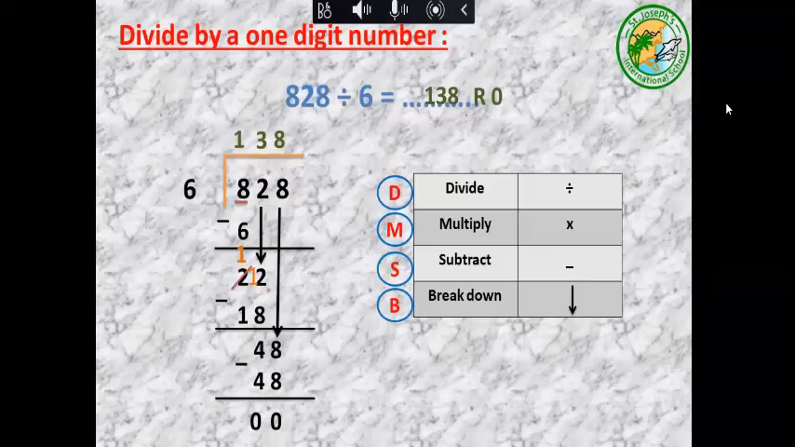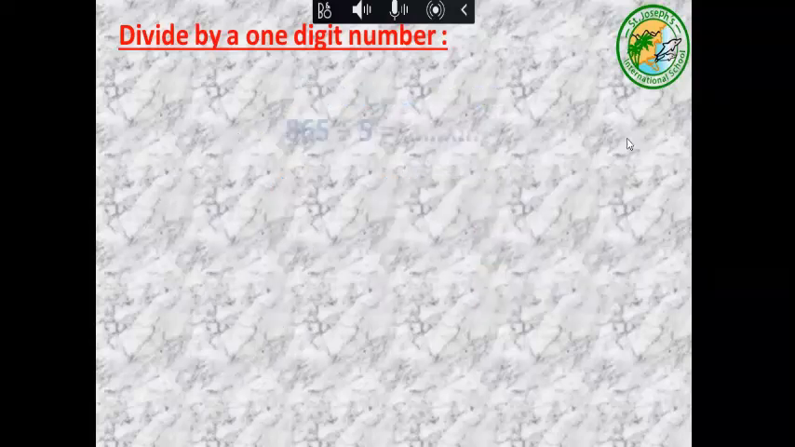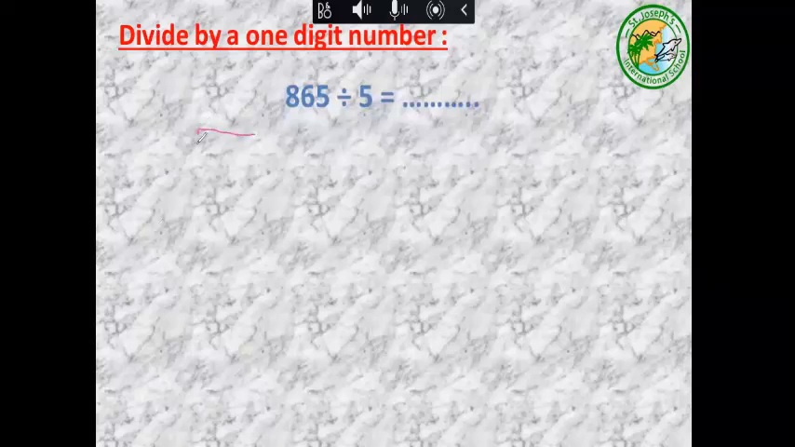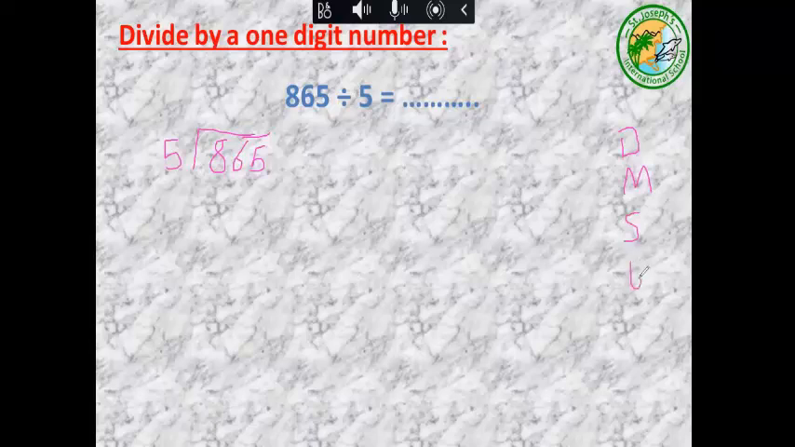Okay, let's take another question. 865 divided by 5. I will write the dividend inside and the divisor outside. Okay, I will write my steps here: dad, divide; mother, multiply; sister, subtract; and brother, bring down. Okay, first, 8 divided by 5. This is the first one. Yes, I don't have 8 in table 5.